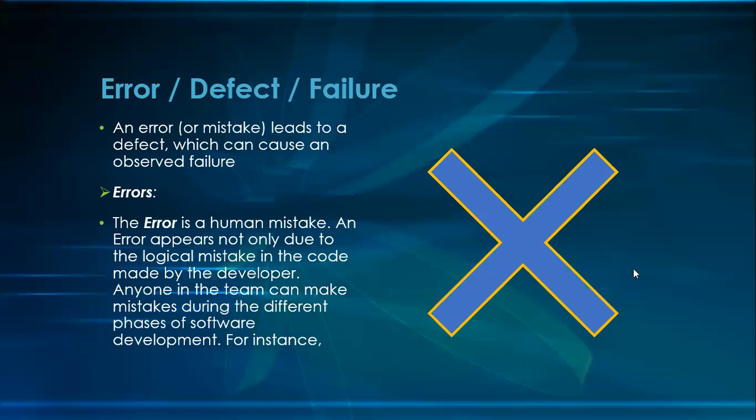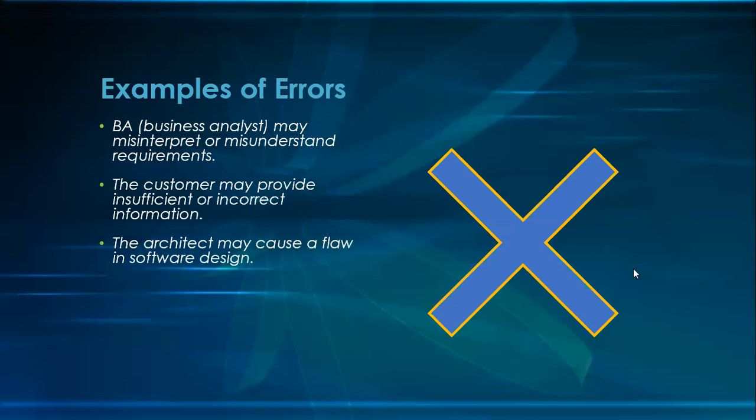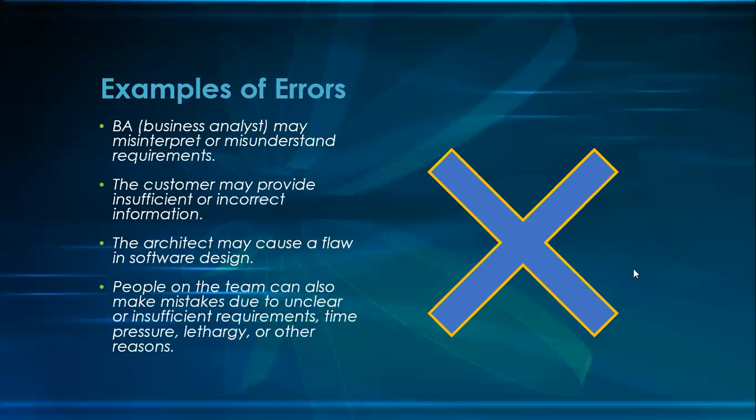An error appears not only due to a logical mistake in the code made by the developer. Anyone in the team can make a mistake during the different phases of software development. For instance, examples of error: it could be the BA, maybe he or she misinterprets the requirement, as I've said. It could be the client, who might have insufficient or incorrect information. It could be the solution architect, maybe the flow or the solution design. It could be any one of us in the team, you, myself, maybe one of us is under timelines. It could be the developer, anyone. So these are examples of errors.